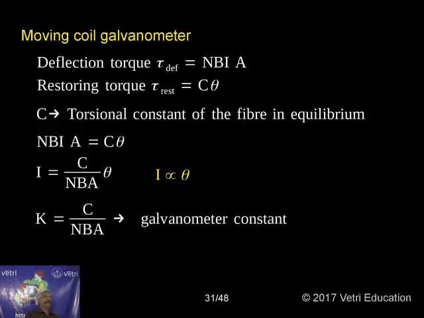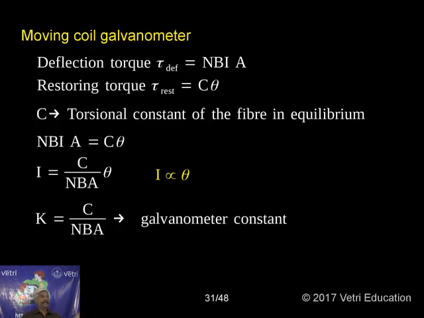Moving coil galvanometer. In the previous lessons I have also told in detail about the moving coil galvanometer. The moving coil galvanometer is an instrument used to find out the current. What is the principle of this moving coil galvanometer? Whenever the current flowing through the coil is more, the deflection is also more. Why does it deflect? This is the principle.